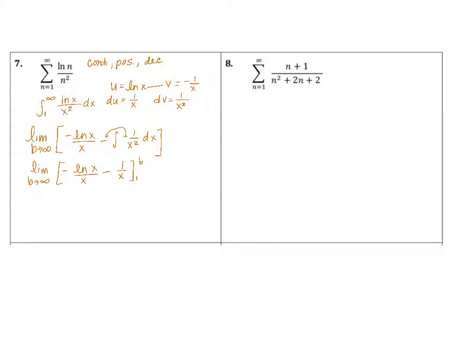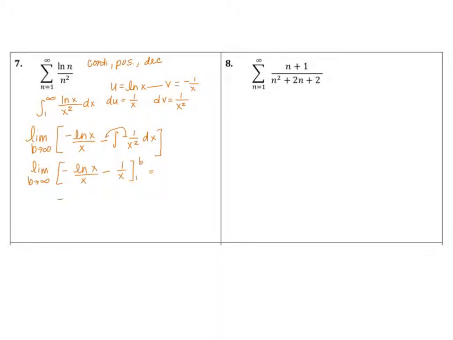And looking at this, we're going to have a mess here. Let's see. So if I start plugging in, I'm going to end up with negative natural log of b over b minus 1 over b. So of course that 1 over b is going to go out to 0. Let's go ahead and just fill in. That's too much to try to do in our heads.